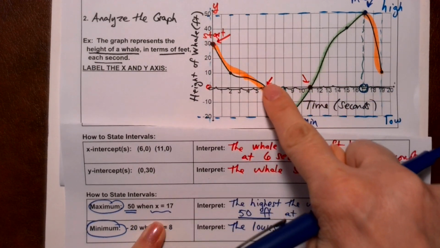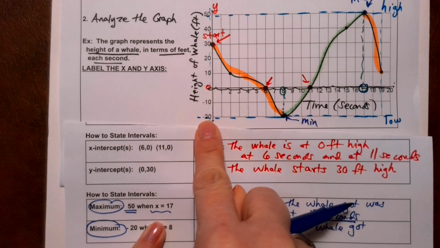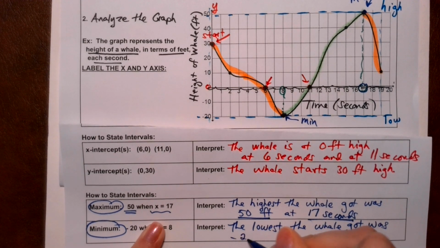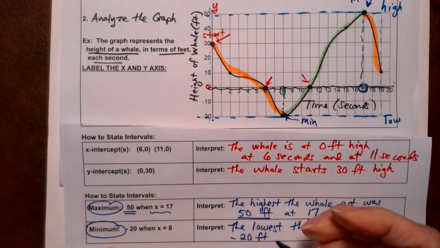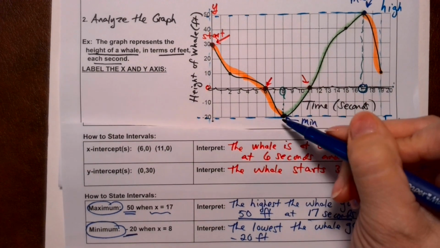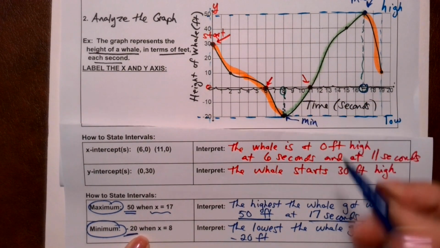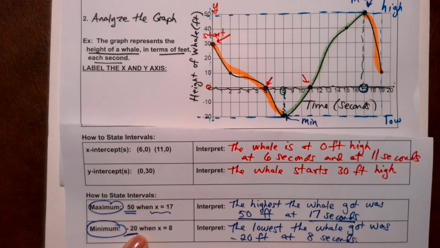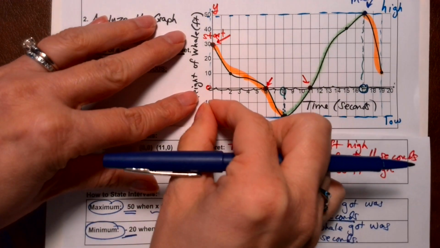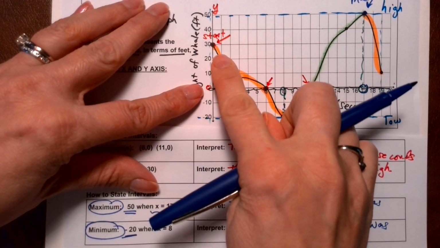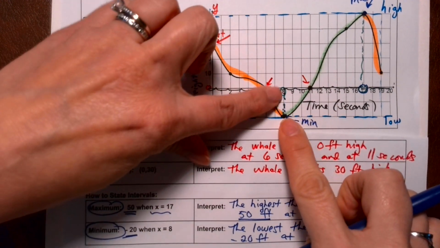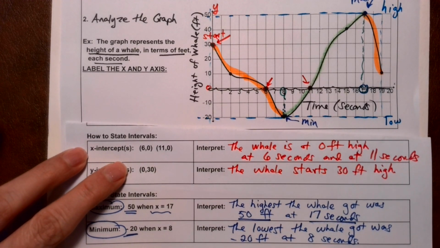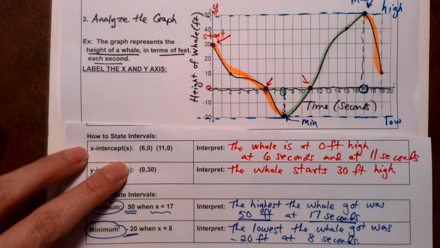He swam down, down, down. The lowest was negative 20 feet. So I mentioned this number, but when did that happen? Oh, it happened at 8 seconds. You don't want to say for 8 seconds. He wasn't down there that entire time. 1, 2, 3, 4, 5, 6. It wasn't until second 8 that he was at the lowest. So the lowest was this at that time. I hope this helps you with interpreting.